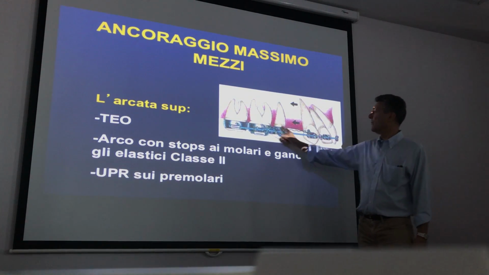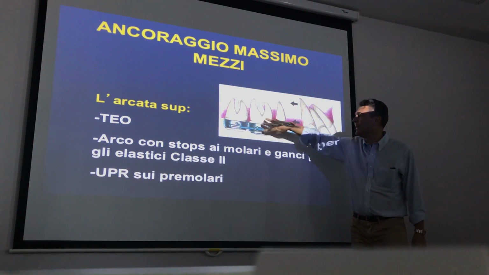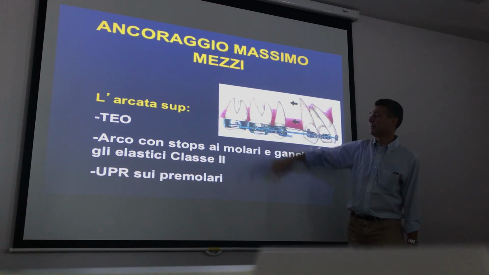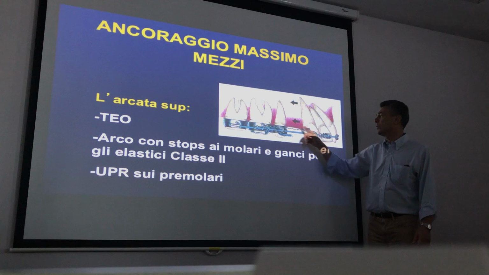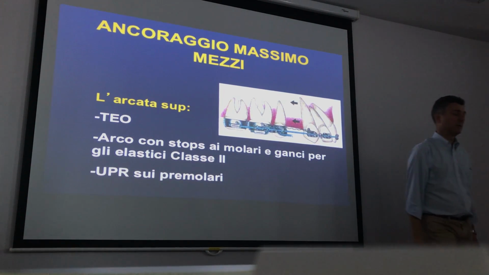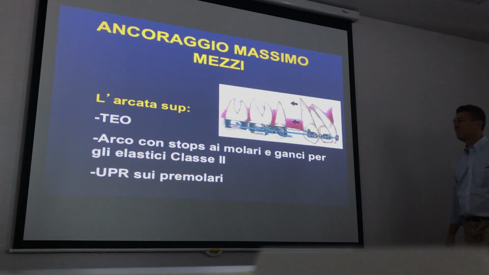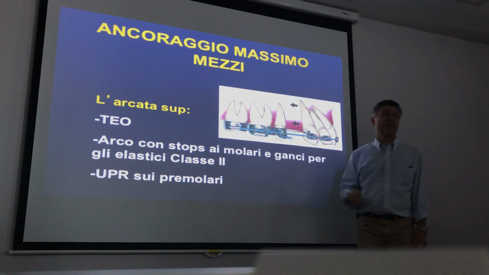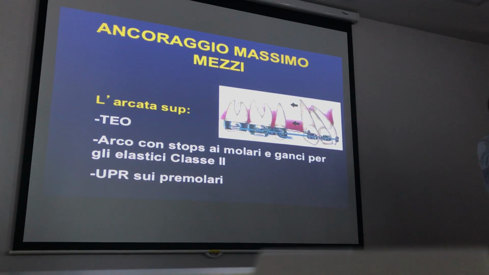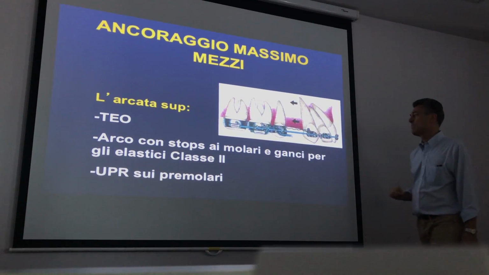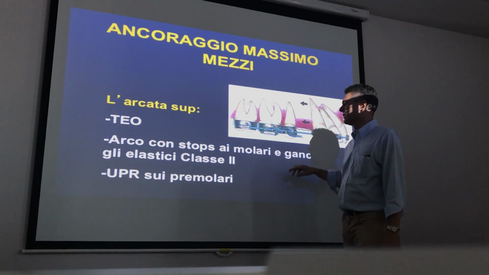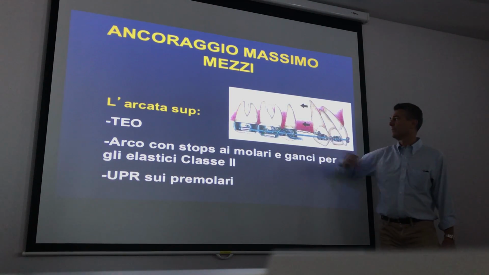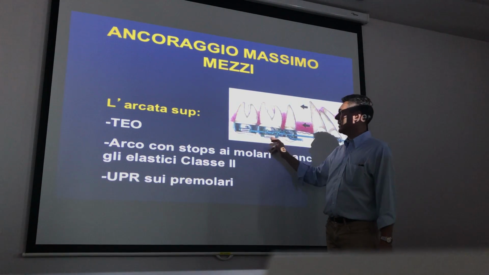So if I want to move this back and I have to maintain this here, I have to anchor these teeth here. And I use a class 1 force to move the canine back. So what we do, we make a stop in front of the molar, and it has to be very precise, and we're going to bend the stop in front of the molar. And we're going to put the uprighting spring on premolars. And we're going to use the extraoral traction.